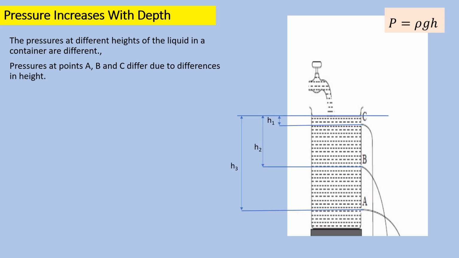So the heights we are talking about are from the water top surface to the individual holes. So we have H1, H2, and H3 as the heights for C, B, and A respectively. So to calculate pressure at point A, at hole A, we expect to use density times acceleration due to gravity multiplied by height H3, which will have a definite value. If you do a demonstration, you'll be able to measure the distance so that you can calculate.